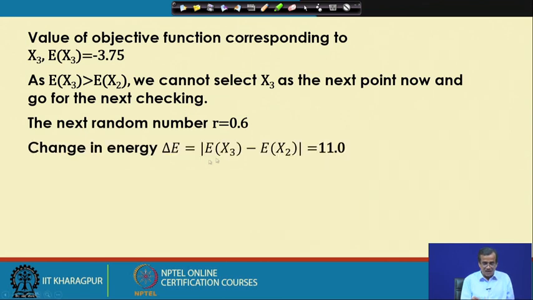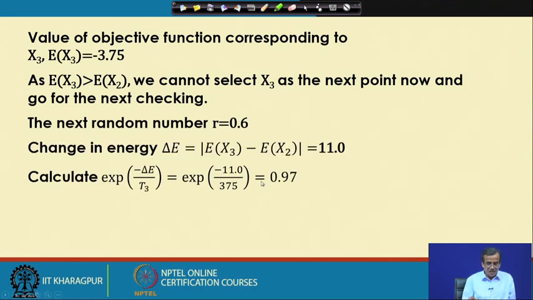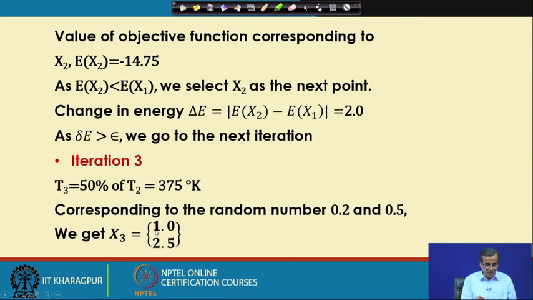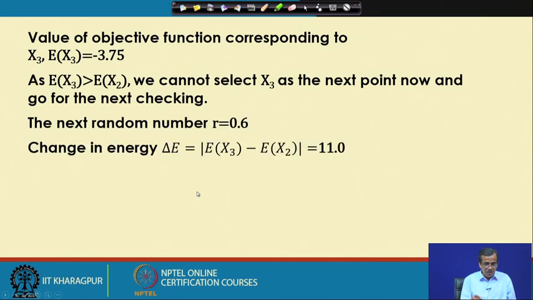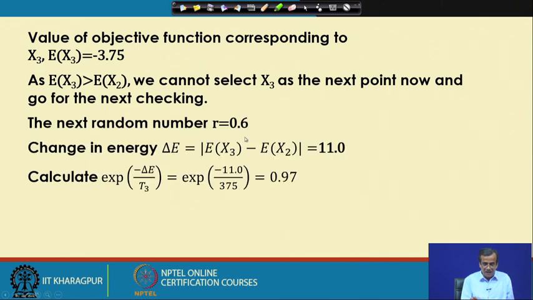What is that checking? The checking is like this, which I have already discussed. We will have to find out the exponential of minus delta E by T 3. Now, how much is delta E? Delta E is the mod value of the difference between E x 3 and E x 2, that is 11.0, and we know the value of T 3, that is 375. So, if you use T 3 as 375 and delta E as 11.0, I will be getting 0.97, but the next random number is 0.6.